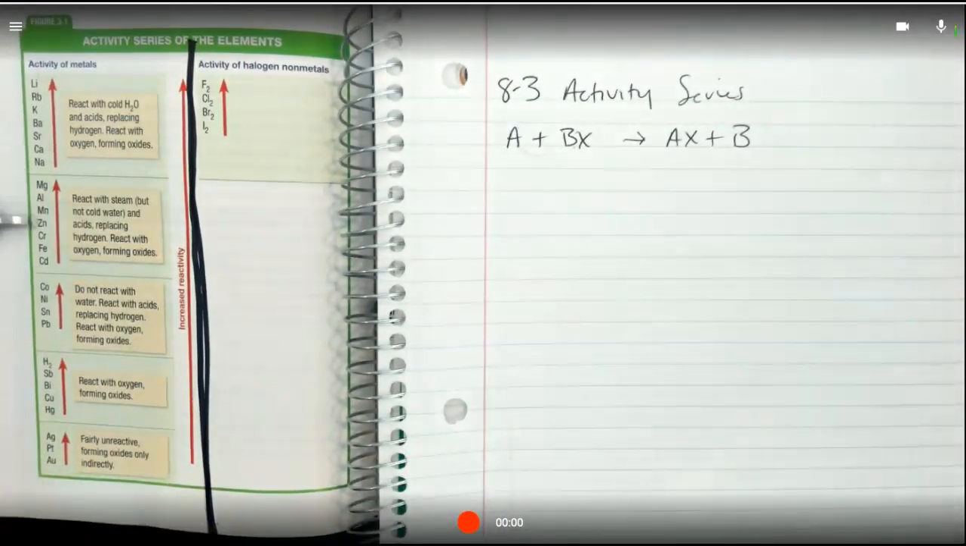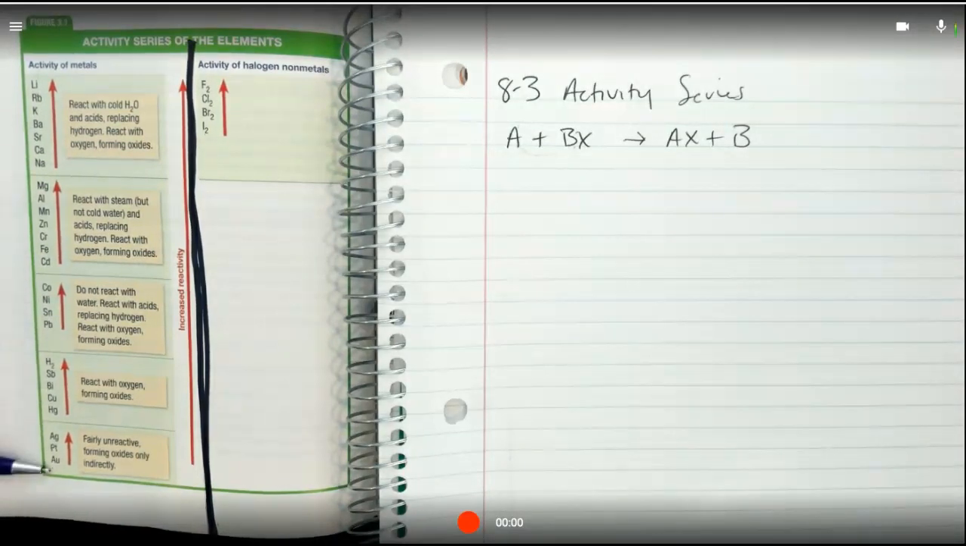So it can replace anything below it on the activity series. So magnesium can replace all of these elements below it on the activity series. Magnesium cannot replace any element above it. So magnesium cannot replace lithium, no reaction. Magnesium cannot replace rubidium, no reaction. But magnesium can replace all of these elements below it.